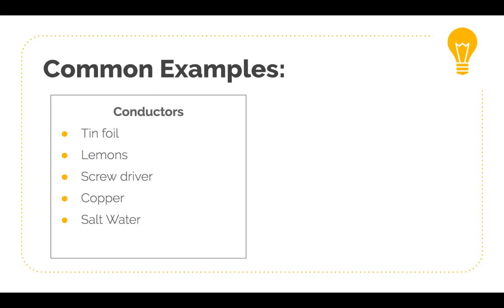Common examples of conductors: tinfoil, lemons. Believe it or not, a lot of citrus fruits are good conductors as they have a high concentration of free electrons. A screwdriver, just because it's made out of metal. Copper is probably the most common example of a conductor. A lot of wires are made out of copper. And then lastly, salt water, which I'll talk a little bit more about in a second.